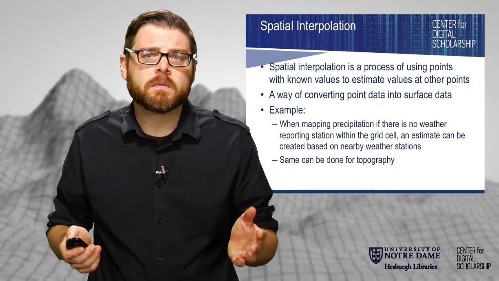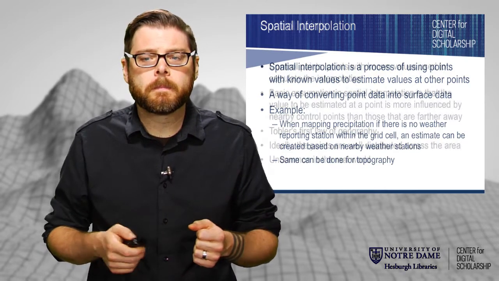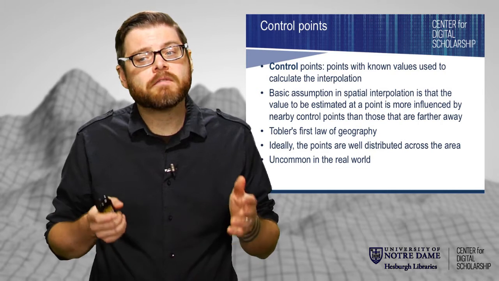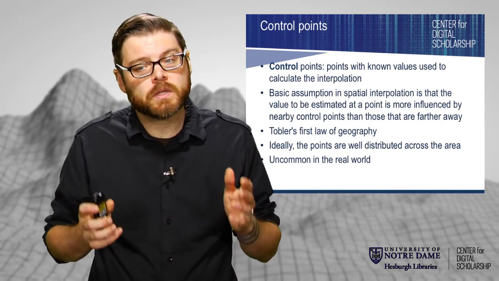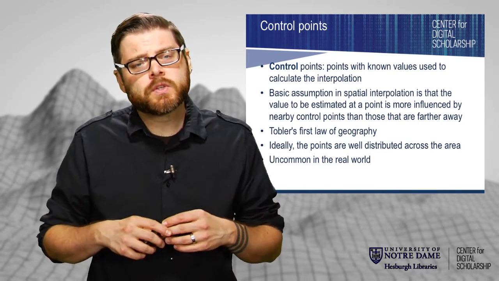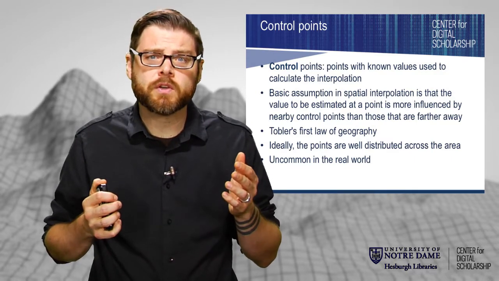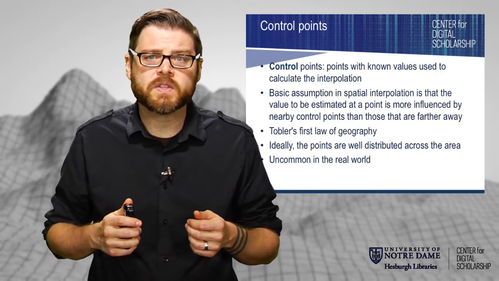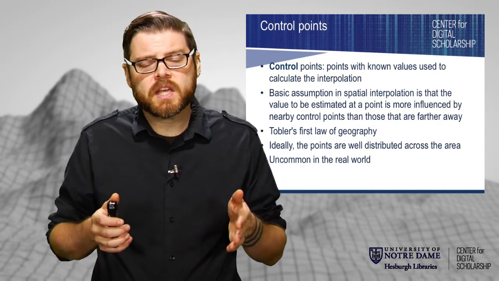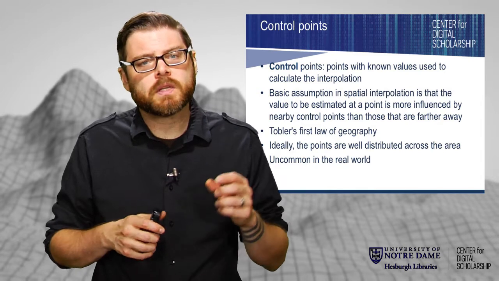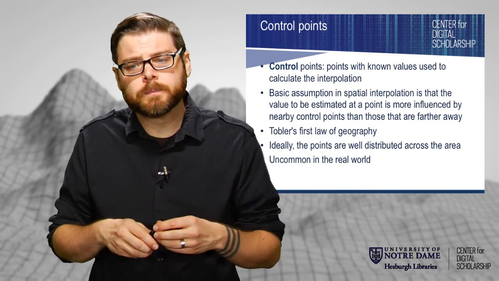And the exact same thing can be done for topography. We do this working with control points, or points that we have known values for, that we use to calculate the interpolation. This is sort of like the ground control points that we dealt with when we were dealing with georeferencing in the previous modules. But in this case, we need to know the actual value at that place as well. So we need to know the latitude, the longitude, and the value.